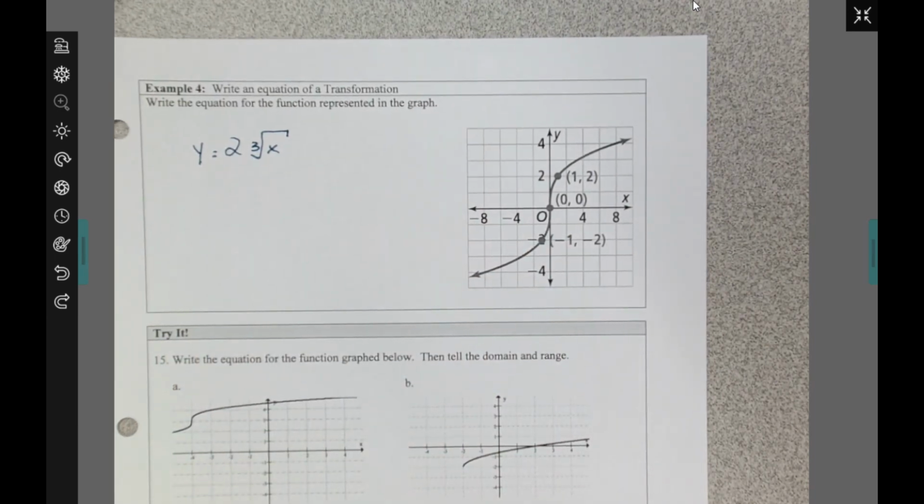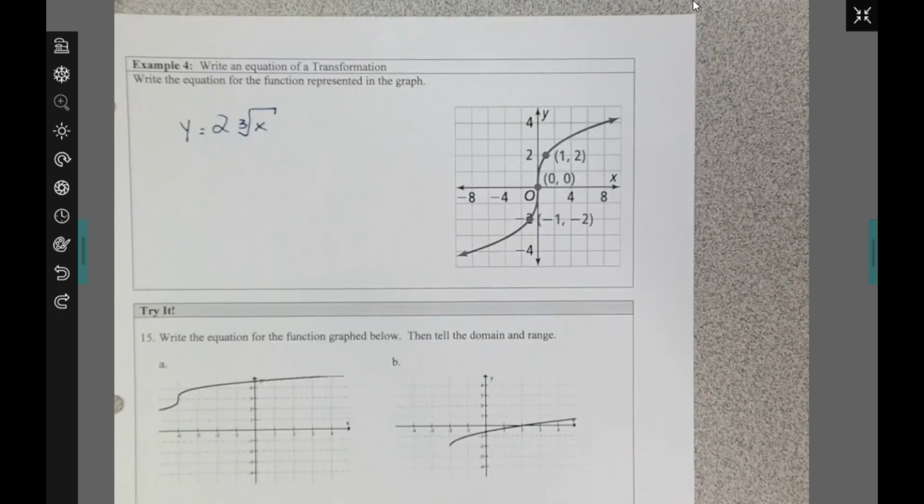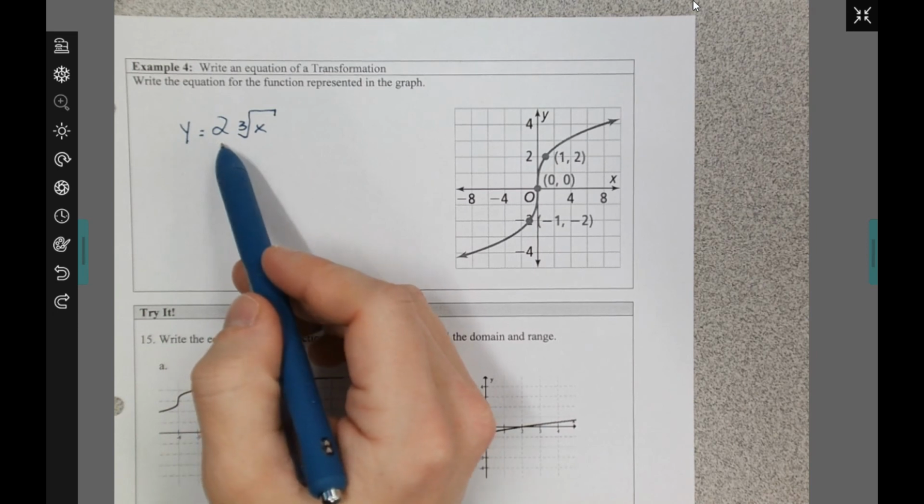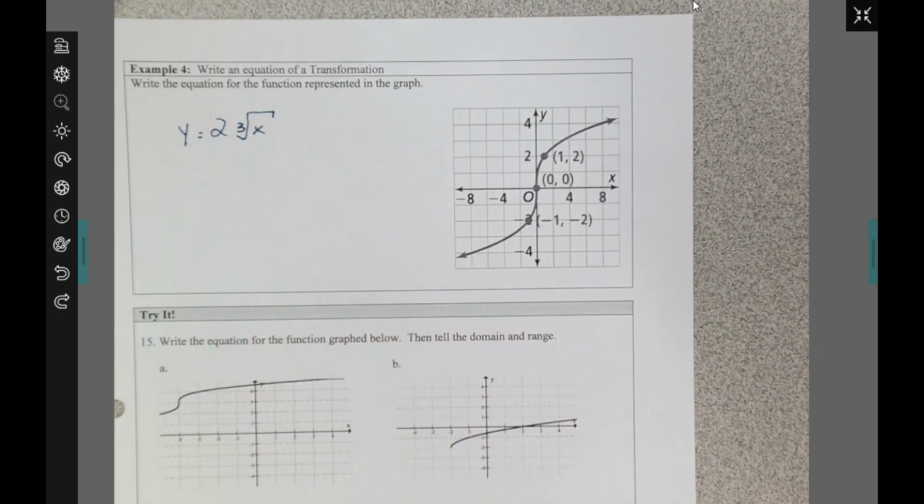You're going to do the same thing for the try-its. On the try-its, I'll let you know right now, there's no stretch going on. Okay, the only thing the try-its have going on are shifts left, right, up, down. So you would have to put in the appropriate pluses or minuses in there.